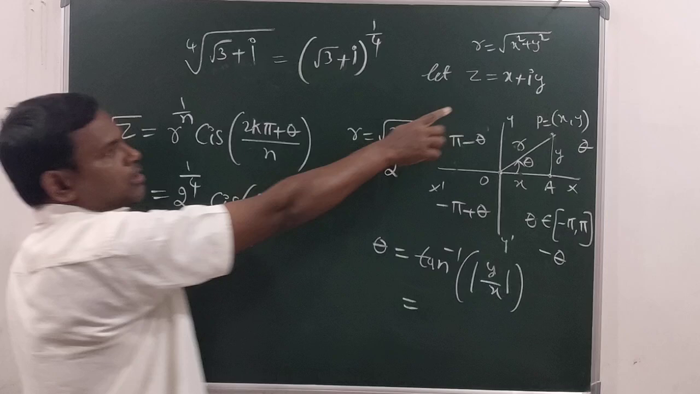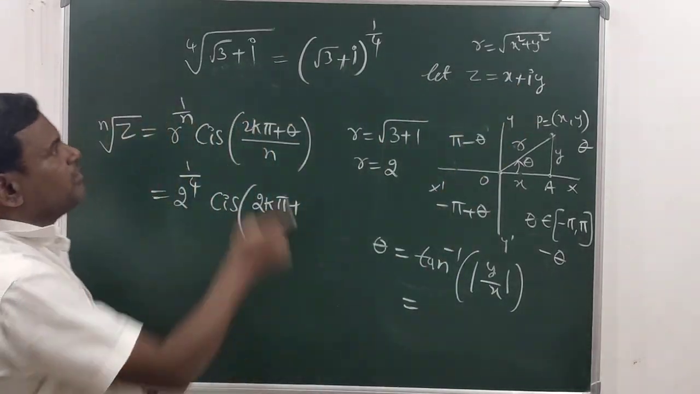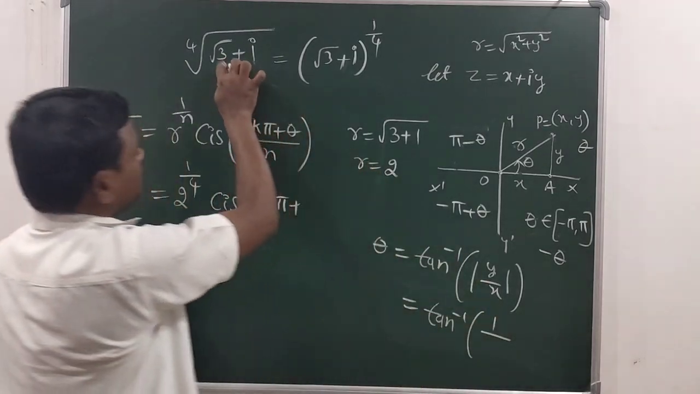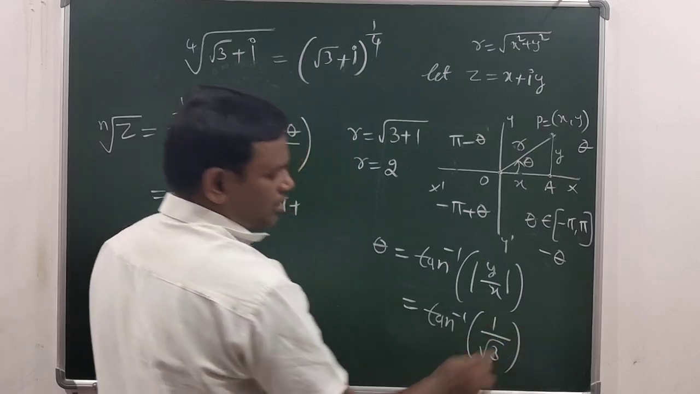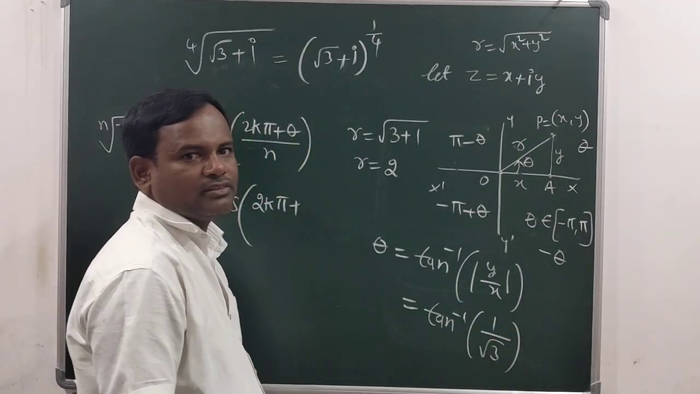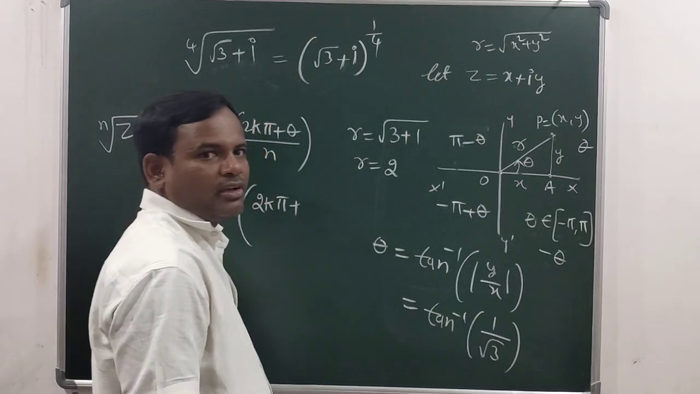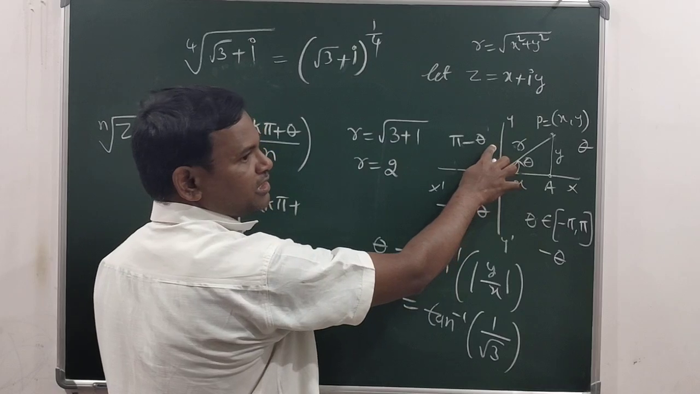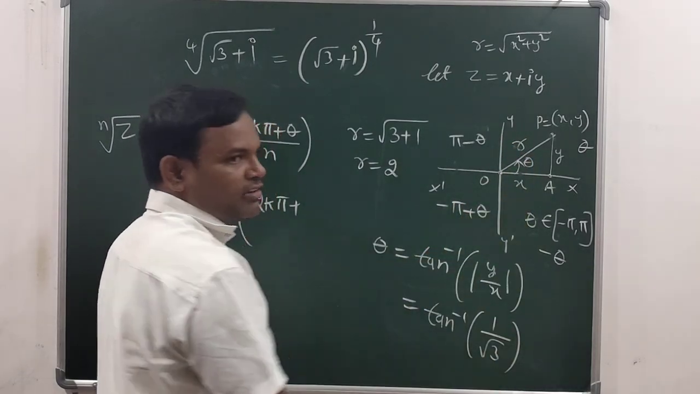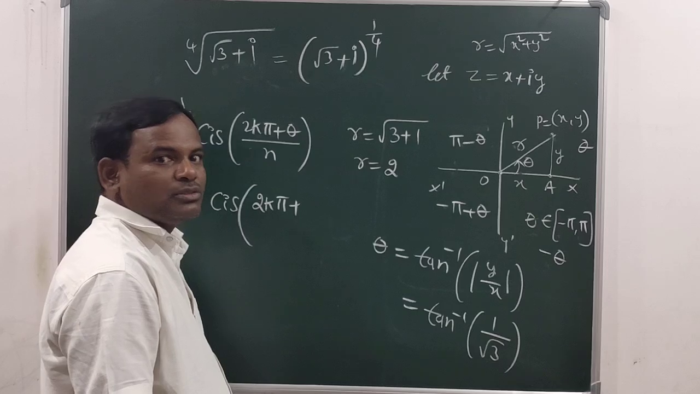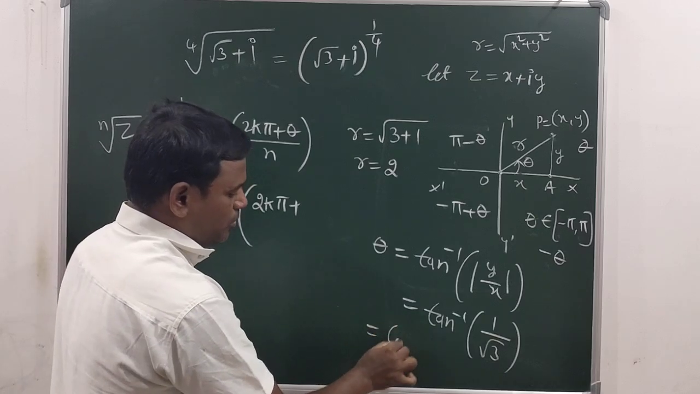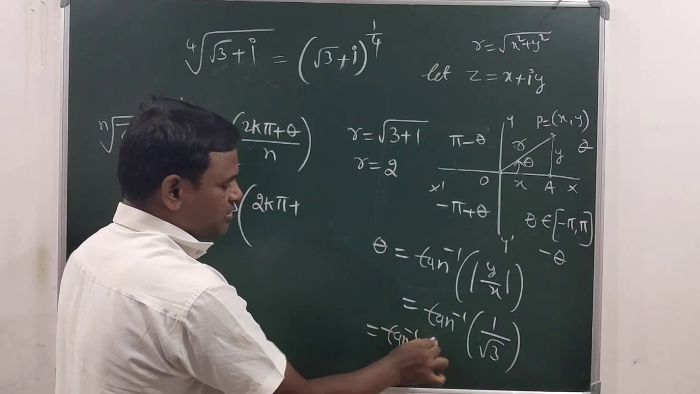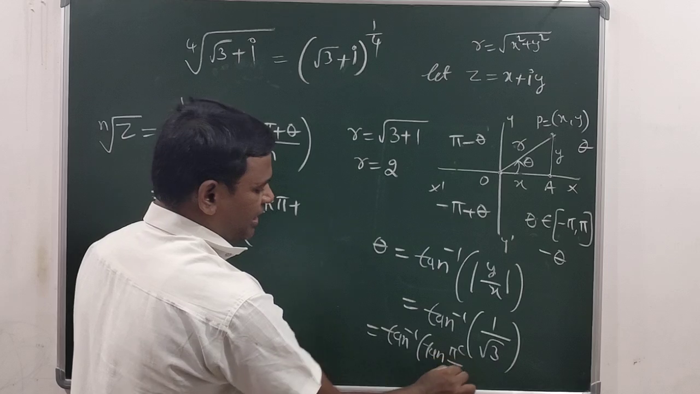Now here the y value is how much? 1. Compare this with x plus iy. Y means the coefficient of i. Now tan inverse of 1 by the x value root 3. Now express this in terms of tan. That angle must be in the first quadrant, so the angle belongs to 0 to 90 degrees. At which angle is it going to be 1 by root 3? So tan 30 degrees. Because I have to express this in terms of tan, since tan inverse is there, tan inverse of tan 30 degrees is pi radians by 6.